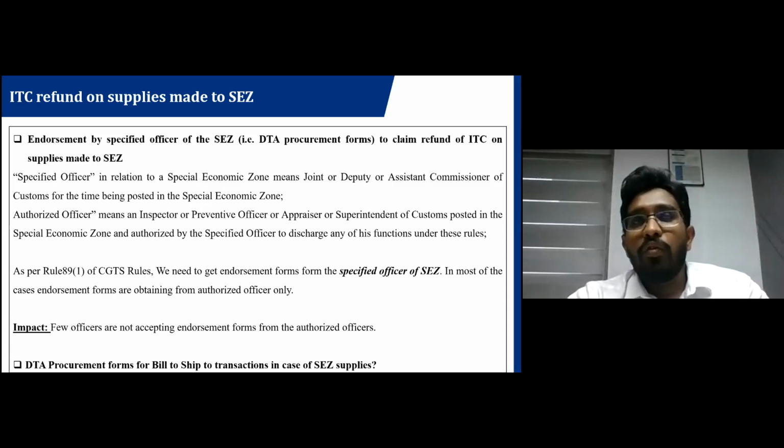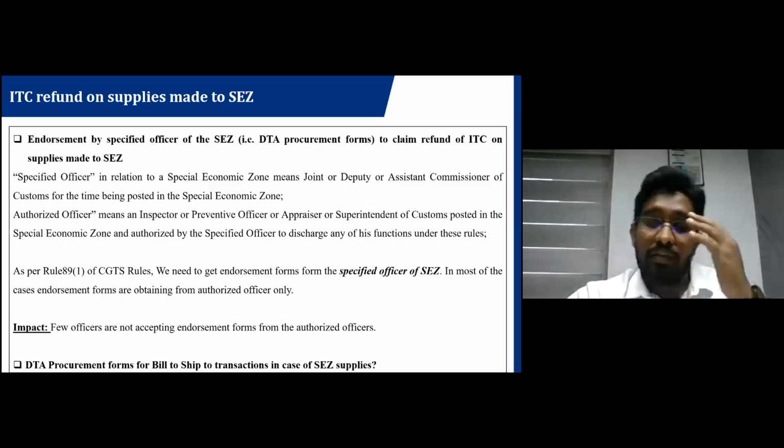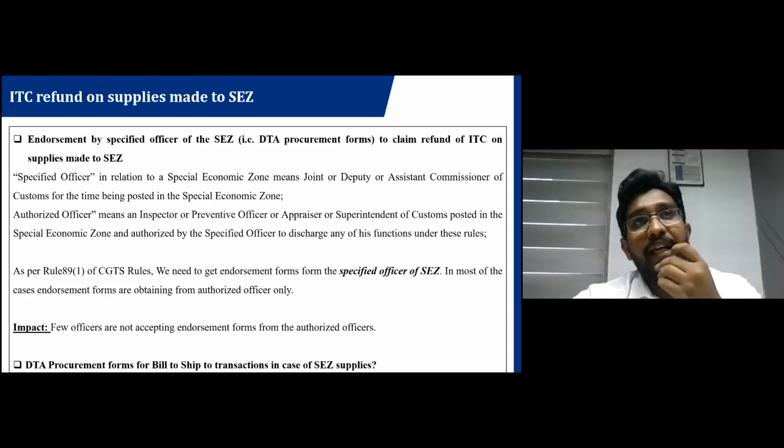In that case, who will issue the DTA procurement copy? If goods are actually delivered at the SEZ gate, the authorized officer will verify and sign the invoice copy and he will issue the DTA procurement form. But here the goods are not entering the SEZ. In that case, getting DTA procurement copies is difficult. So the vendor can't claim refund as he is making supplies without payment of tax, and he can't claim refund of accumulated ITC. In such cases, we ask the SEZ to pay taxes and claim refund under the export without payment or export with payment category.